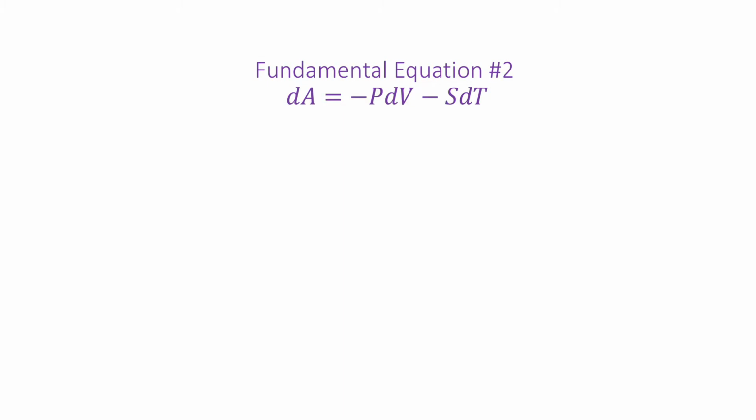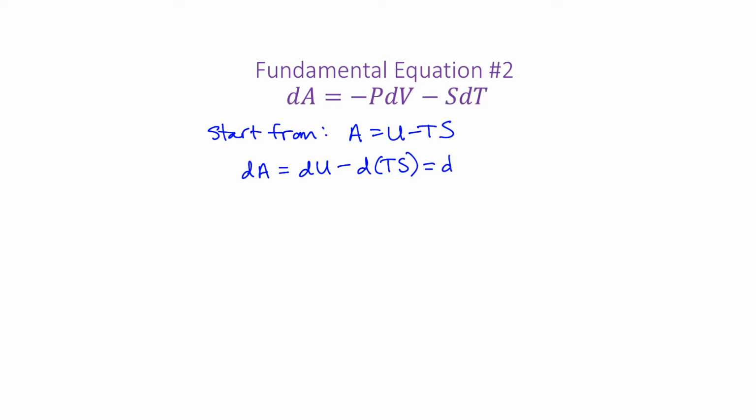All right, so let's move on to fundamental equation number 2. We're going to do a similar sort of thing, except this time we're going to start from the definition of A. We know that A equals U minus TS. That's the definition of our Helmholtz energy. Using our results from earlier, we'll write the differential of that expression. So we have dA equals dU minus d(TS). We'll use our product rule there to expand that.